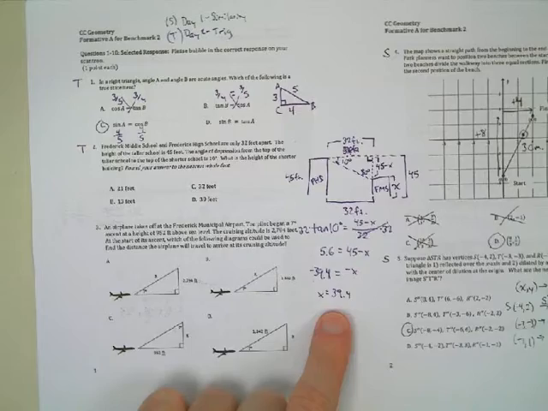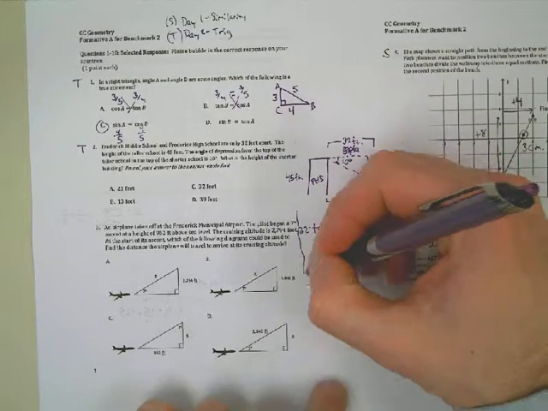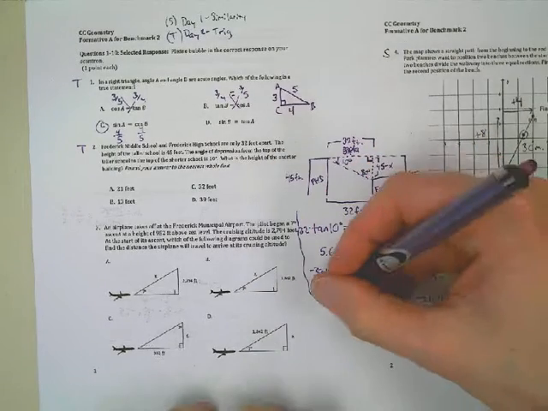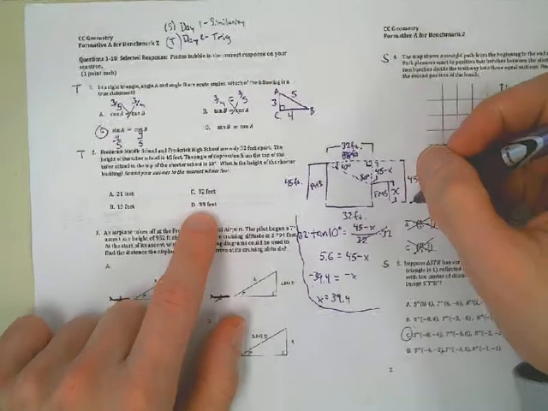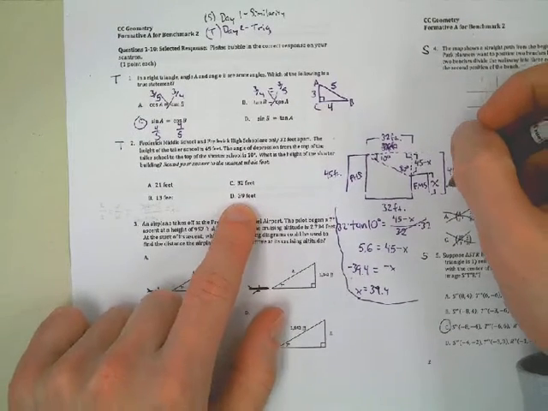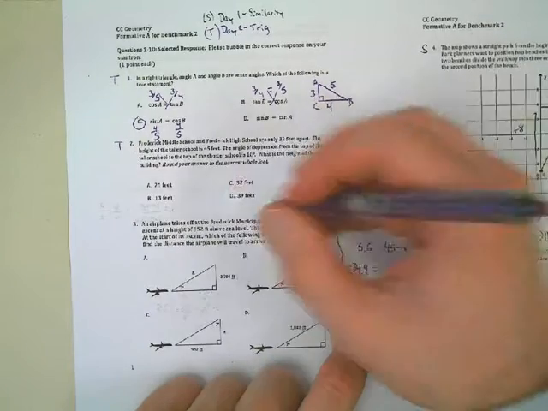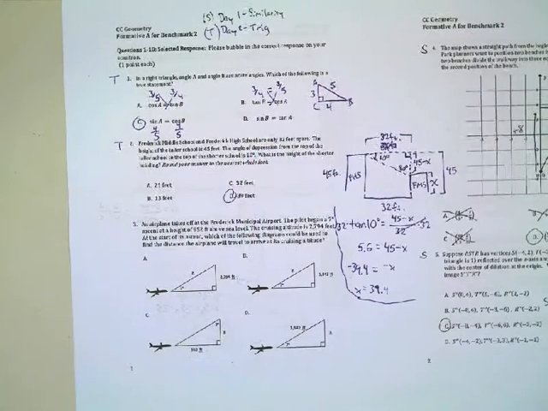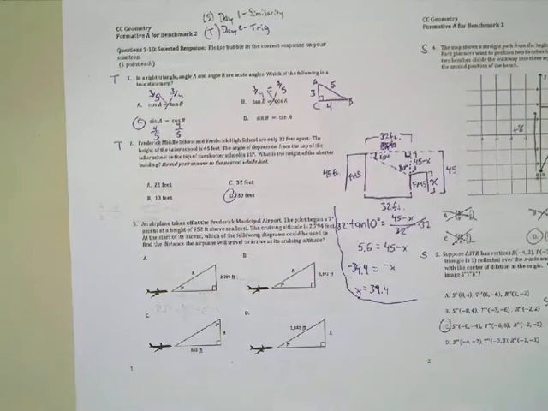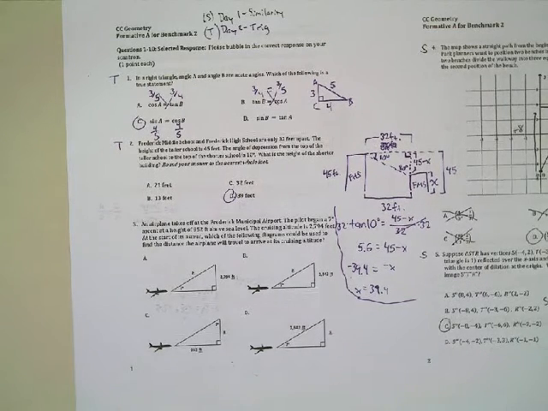Sorry, I'm invading this other problem's space here, but there we go. So D is the answer, right? And that's okay because it says round your answer to the nearest whole foot. And 39.4, the nearest whole foot is 39. So there it is, 39 feet. Questions on number 2? That one was a little bit funky, but that's the idea. All right, we're all good on that one?